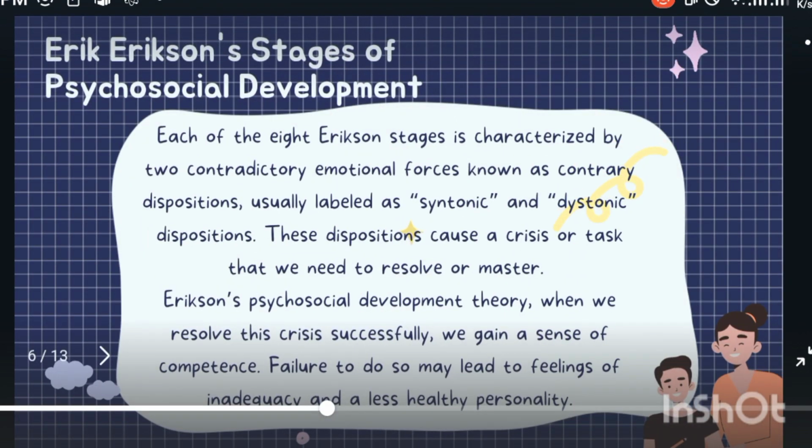Each of the 8 stages is characterized by two contradictory emotional forces, usually labeled as syntonic and dystonic dispositions. These dispositions cause a crisis or task that we need to resolve or master.